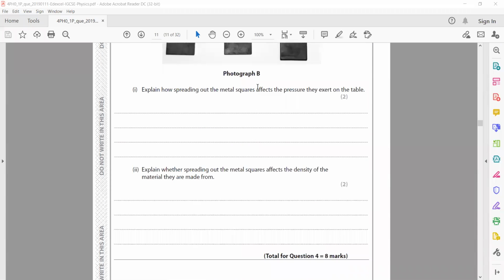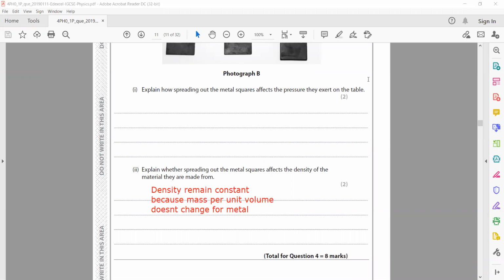Explain whether spreading out the metal squares affects the density of the material from which it is made. So density will not change, because we did not deform this, we just spread out, and density is mass present in a unit volume. So the density will remain the same, because mass per unit volume does not change for the metal.